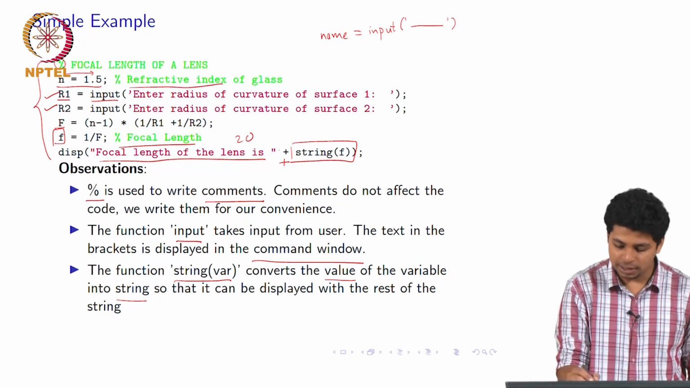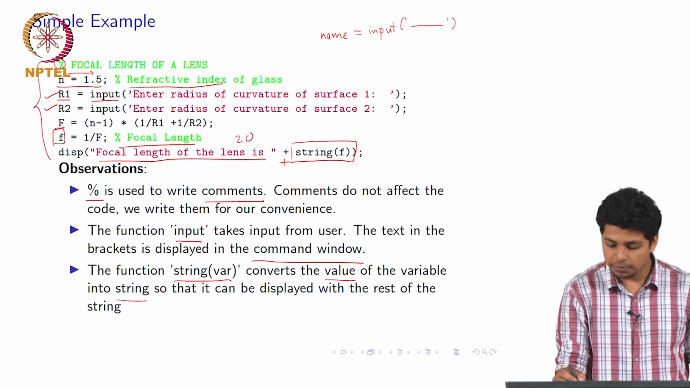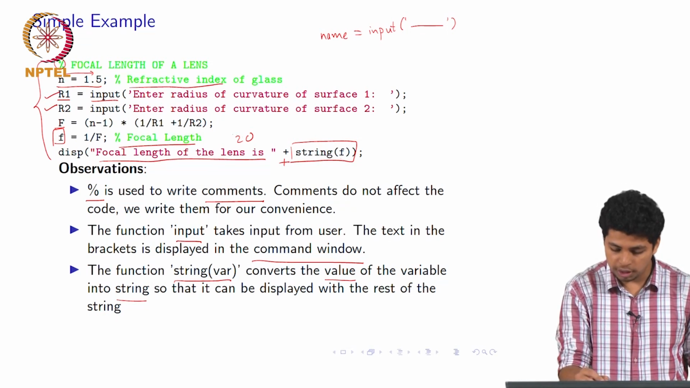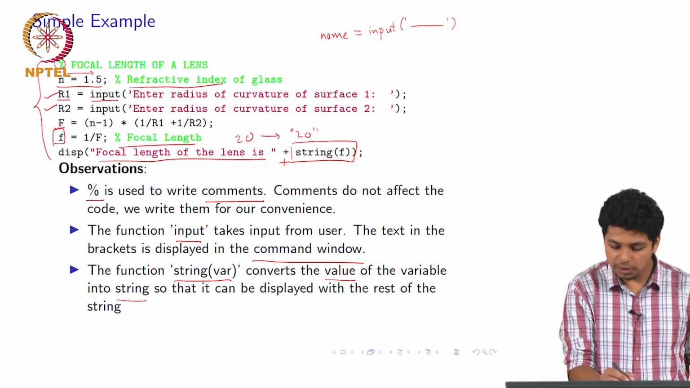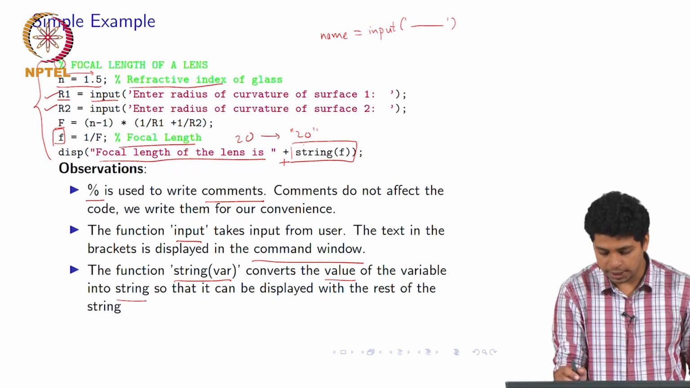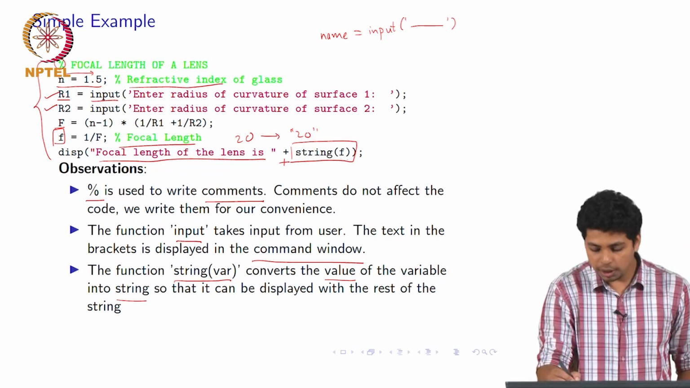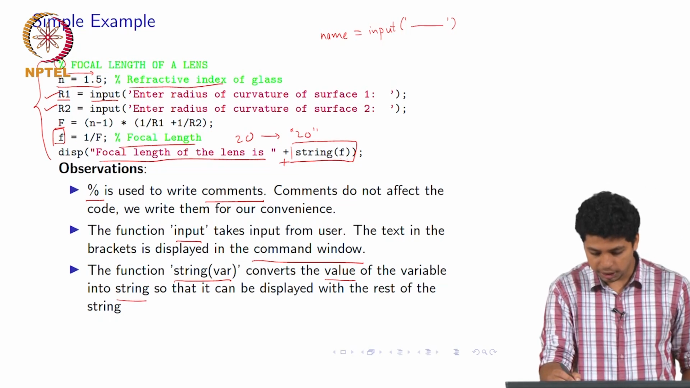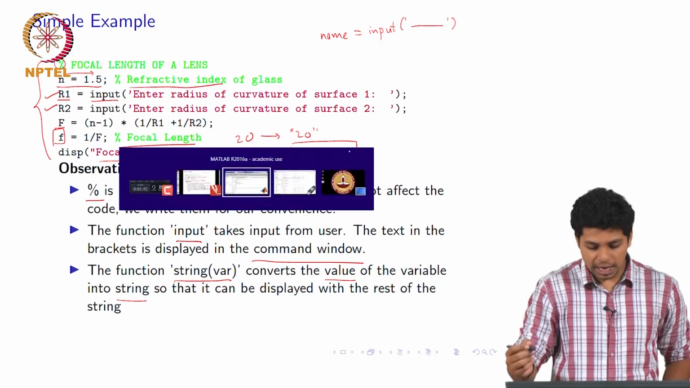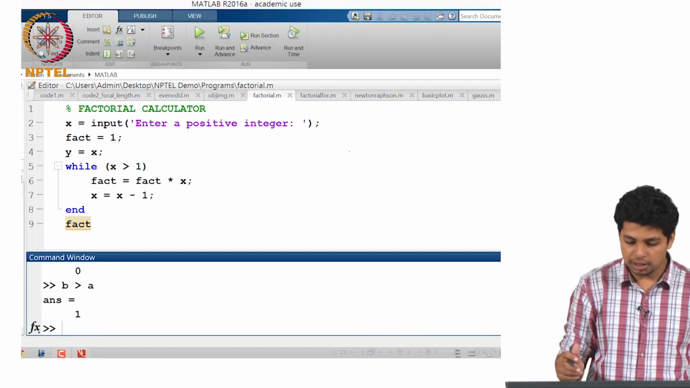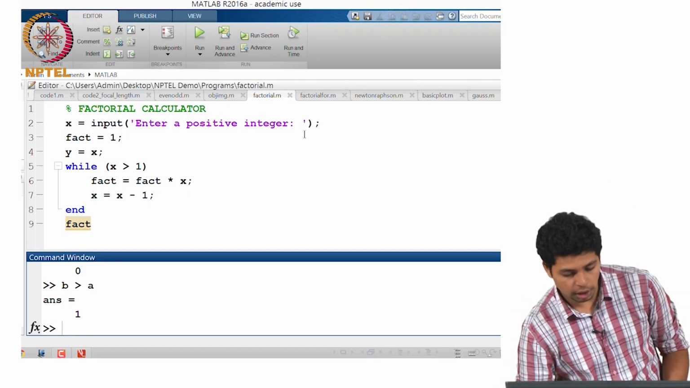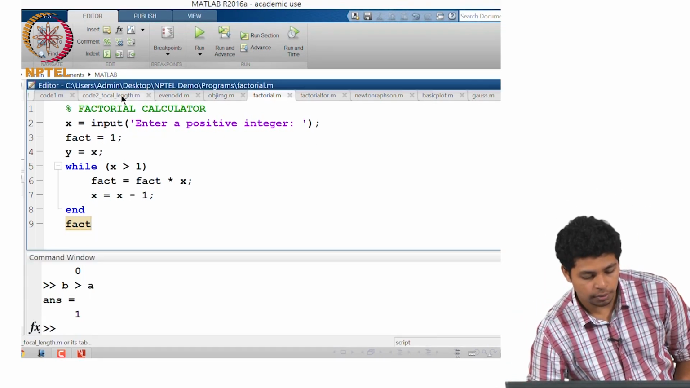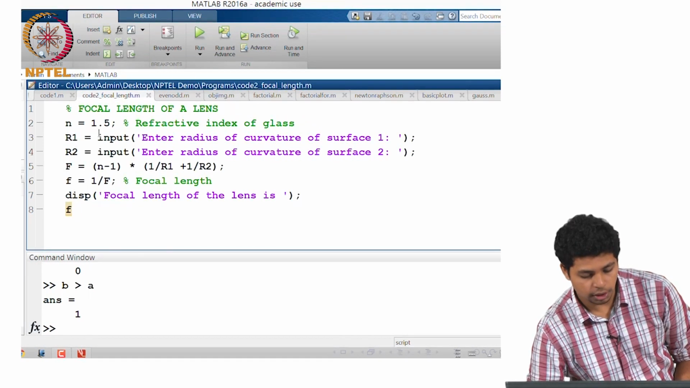Appending means just adding it to this one. So string f will just convert this 20 into 20, and this whole statement will be displayed like "focal length of the lens is 20." That's how it works. It will work in the latest version of MATLAB and Octave, but since the version on this computer is older, the command of string will not work. So I've just entered the code here for your sake.